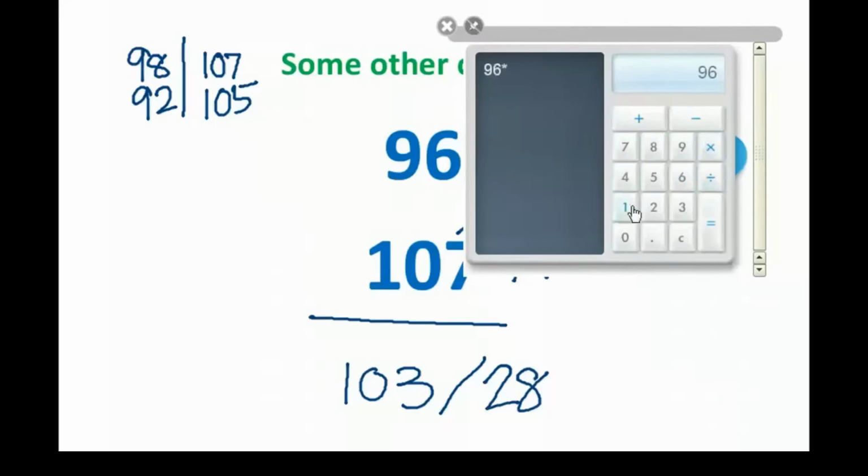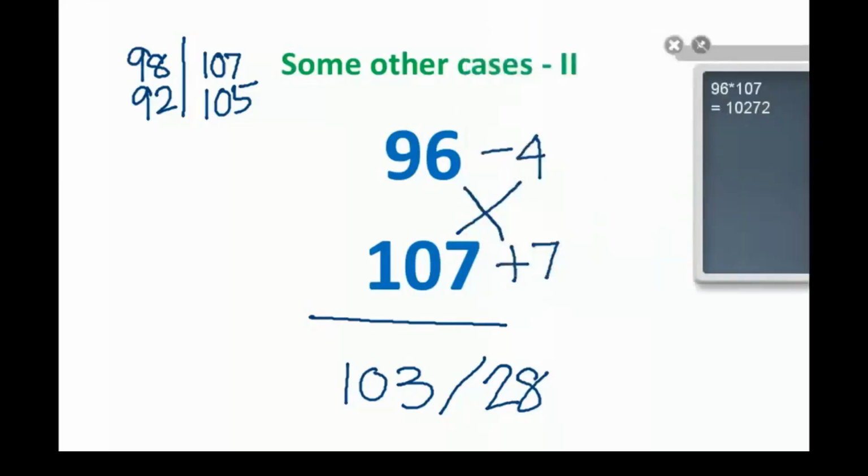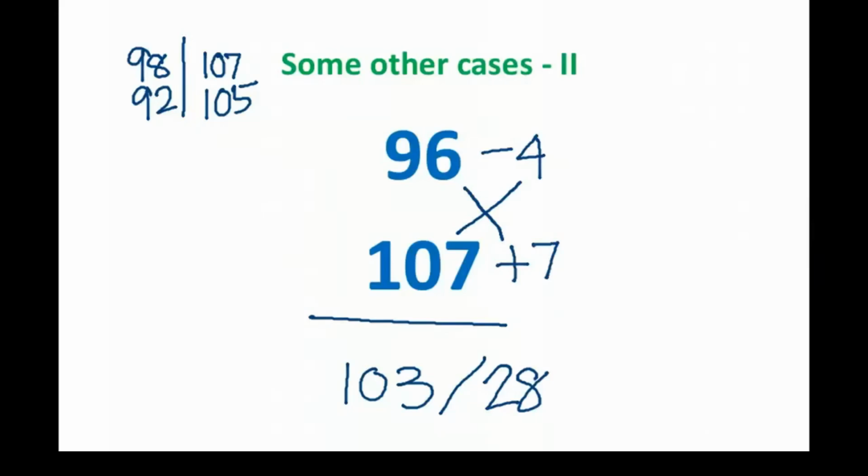96 into 107. No. Our answer is not correct. The answer is 10,272. So that means there has to be some little bit of modification happening here. The modification that we need to do here is basically something like a subtraction or a complement. So why are we doing this? Just see the technique first.